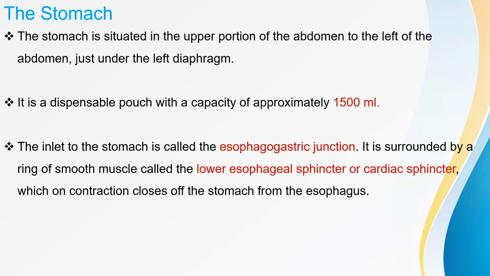The stomach. The stomach is situated in the upper portion of the abdomen to the left of the abdomen, just under the left diaphragm. It is a distensible pouch with a capacity of approximately 1500 milliliters. The inlet to the stomach is called the esophagogastric junction. It is surrounded by a ring of smooth muscle called the lower esophageal sphincter or cardiac sphincter, which on contraction closes off the stomach from the esophagus.